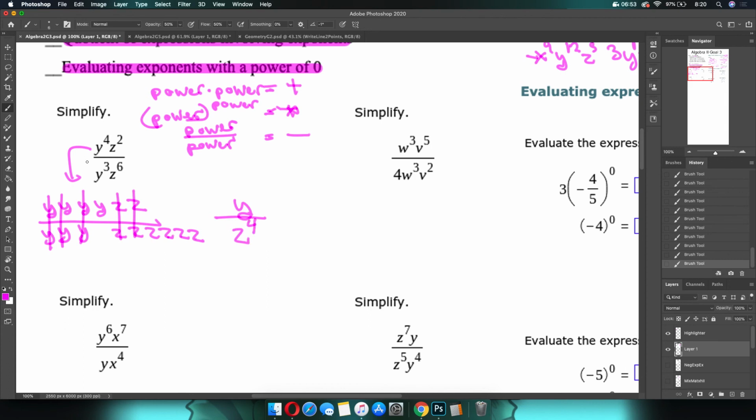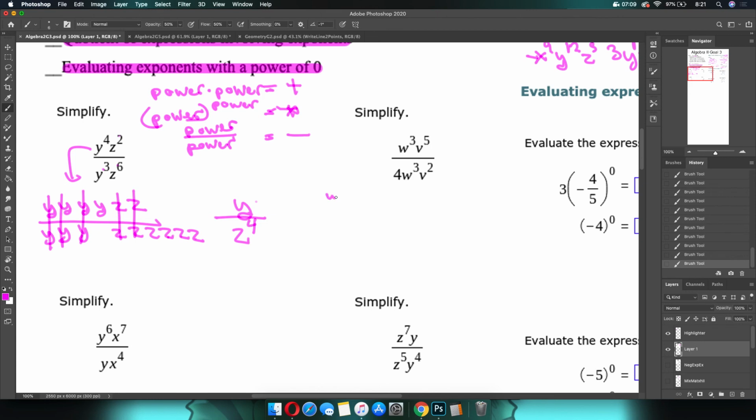And here's where it starts getting cool. What's 4 minus 3? 1. What's 2 minus 6? Negative 4. And negative exponents means it flips in the fraction base, which is what's really cool. I'll do one more in expanded form, and then I'll do the outright shortcut.